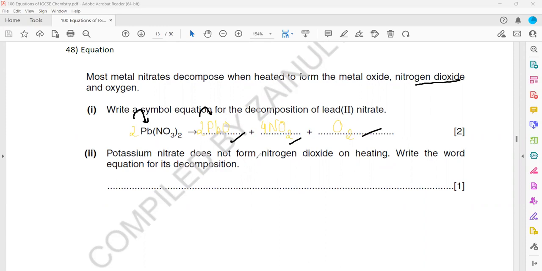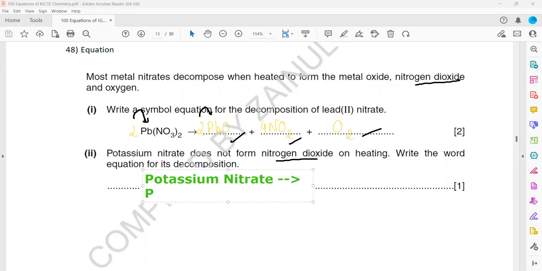Potassium nitrate does not form nitrogen dioxide on heating. Write a word equation. So if we heat potassium nitrate, it forms potassium nitrite and oxygen. So potassium nitrate, when we supply heat energy, will form potassium nitrite plus oxygen. So these are the products which are formed.